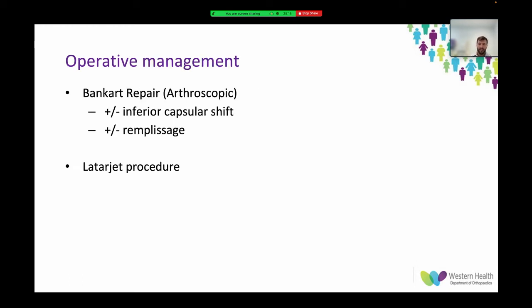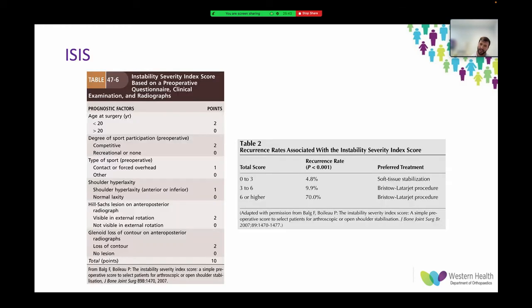Operative management: these are the main workhorses we'll be talking about that we'll most commonly see, and that's an arthroscopic Bankart repair with certain adjuncts in certain situations, such as an inferior capsular shift or a remplissage, or a Latarjet, which has gained a lot of traction in recent years, and some surgeons will regularly do as a routine primary procedure in some of their patients.